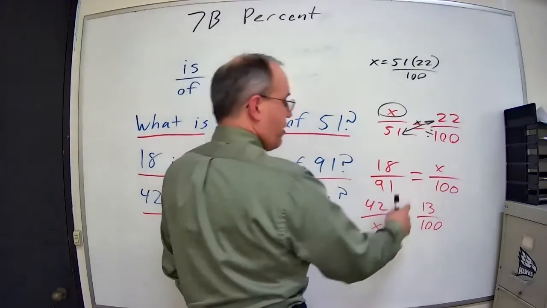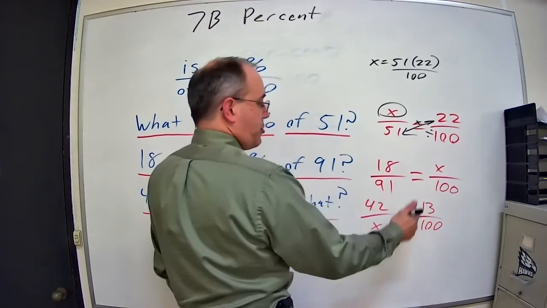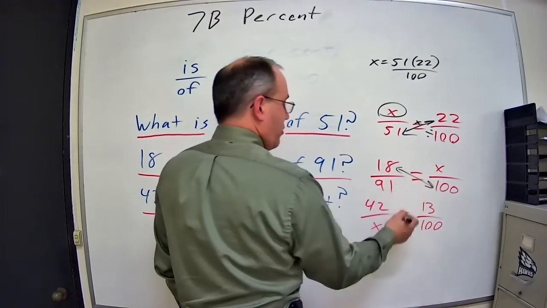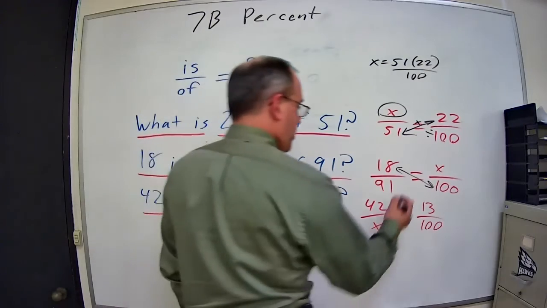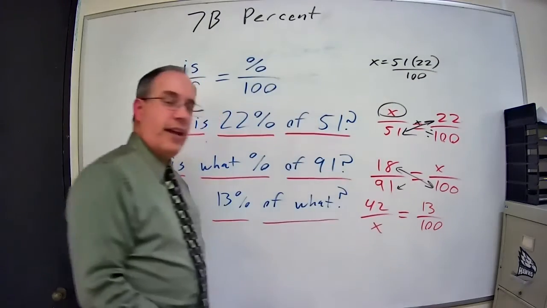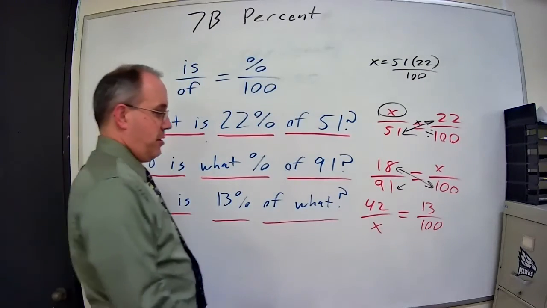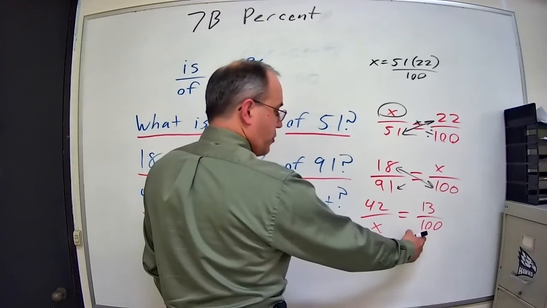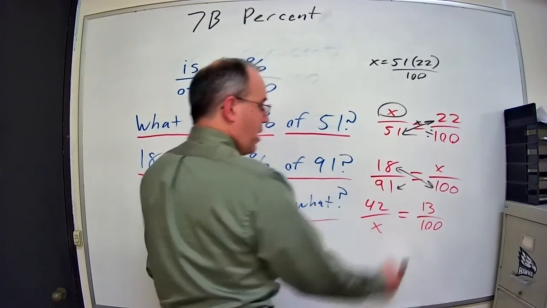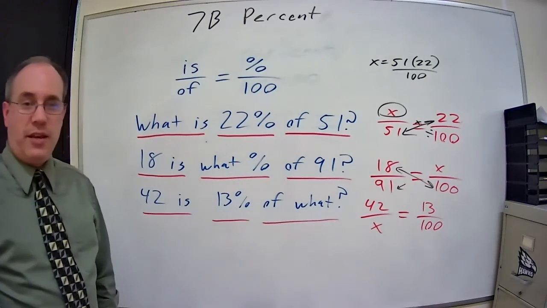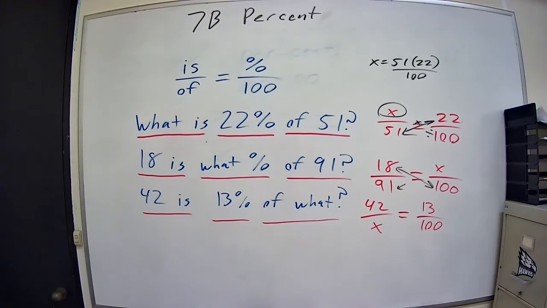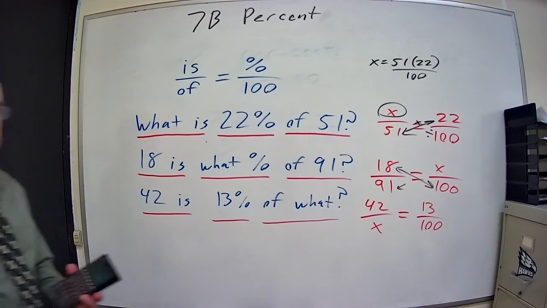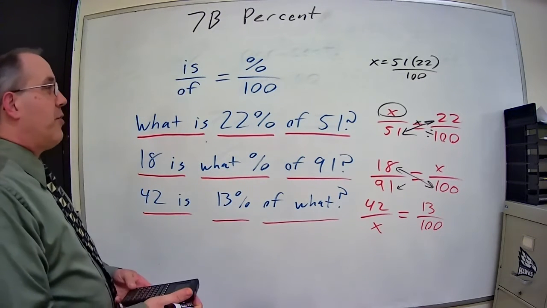We can do the same thing here. X is equal to, multiply that diagonal, 18 times 100 divided by 91. 42 times 100 divided by what's opposite, 13. So we can build those that way. So let me grab my calculator quickly and let's take a look at this.